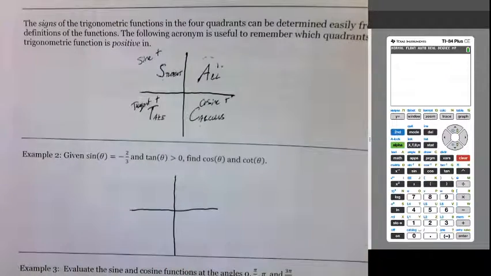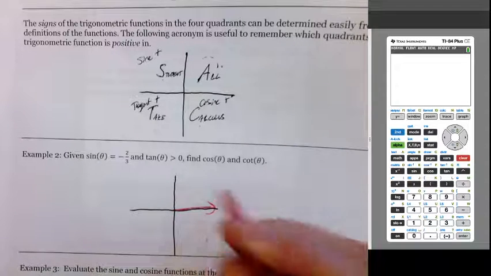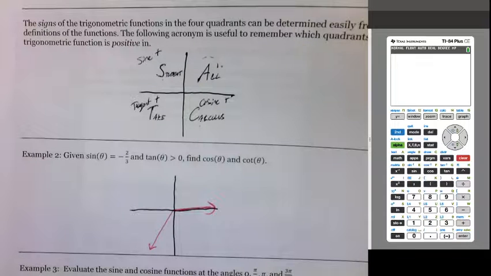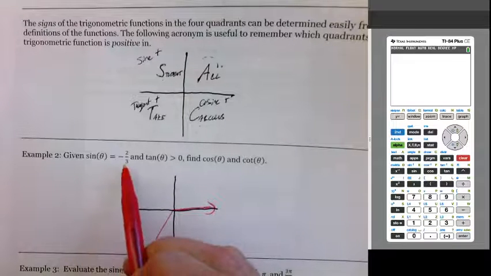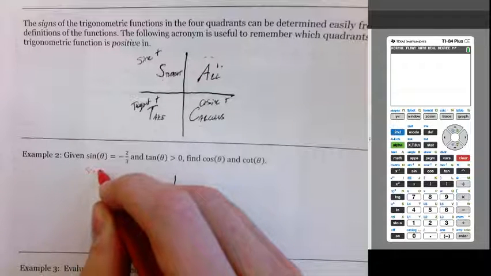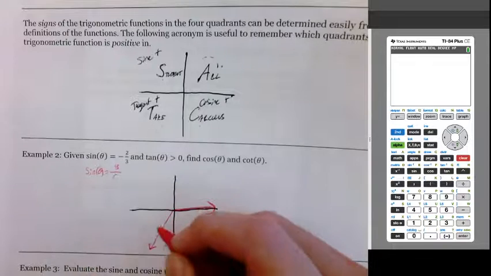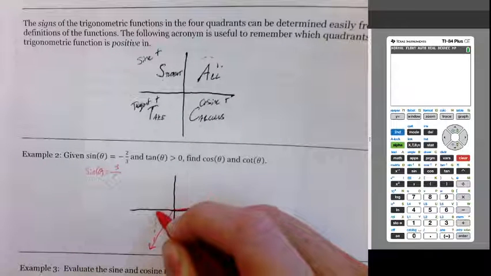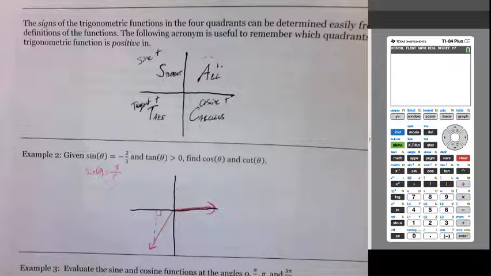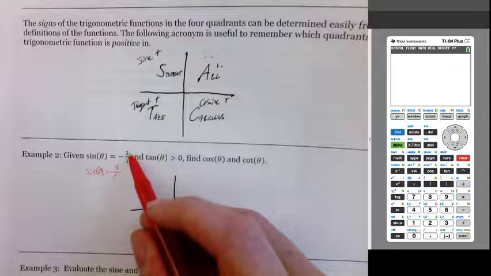I'm going to draw my angle in standard position. So my initial side is here, and my terminal side is going to be somewhere over here. Where exactly? Well, if we know sine is -2/3, and sine, remember from the front, is y over r, if I make this right triangle by dropping down a vertical, the y-coordinate I know is going to be 2.